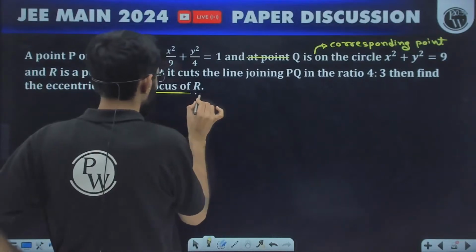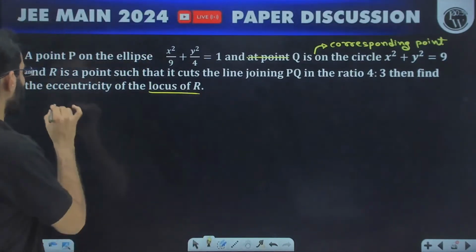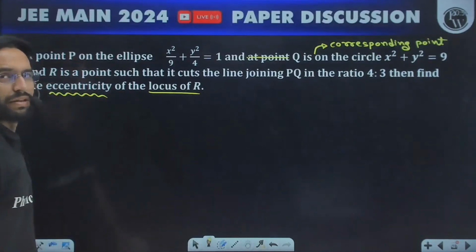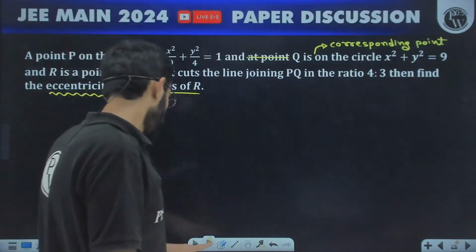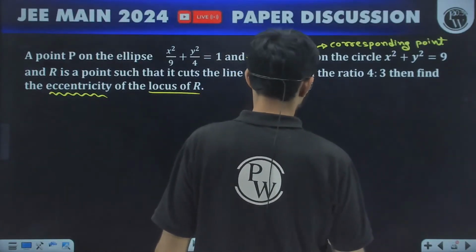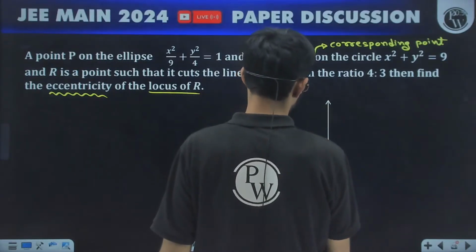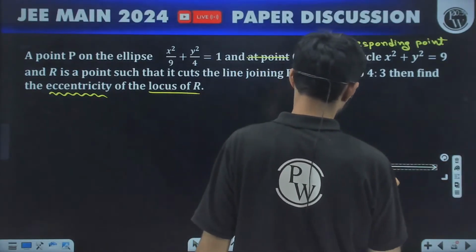So we need to understand what the locus of R is, whether it is a parabola, ellipse or hyperbola, and accordingly we need to find its eccentricity. So very first, let us try to understand this. Here, let us draw this ellipse first. Here we have the y-axis.